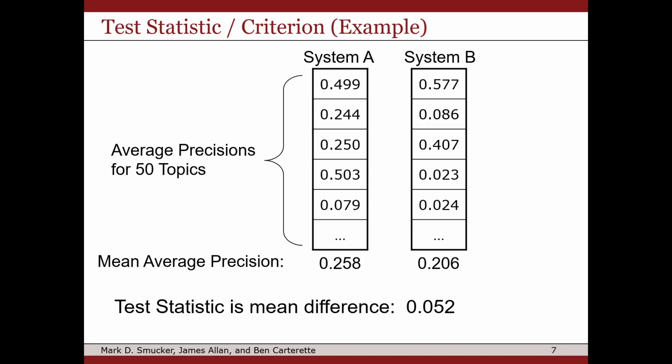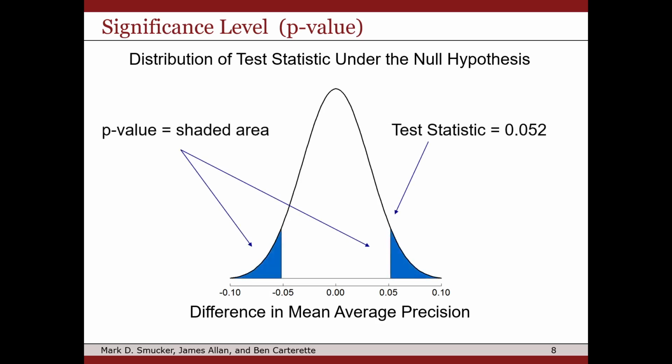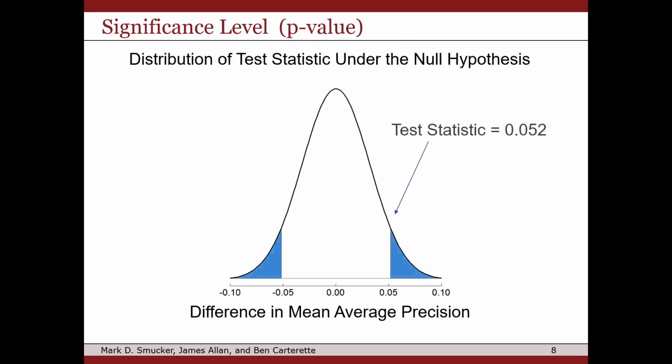So what's the difference between those? Well, it's 0.052. So we need to compute this distribution of a test statistic under the null hypothesis. And so it could very well look something like this. Once we've computed it, then we look at the amount of the distribution which is greater than that 0.052, and also that which is less than the negative 0.052.